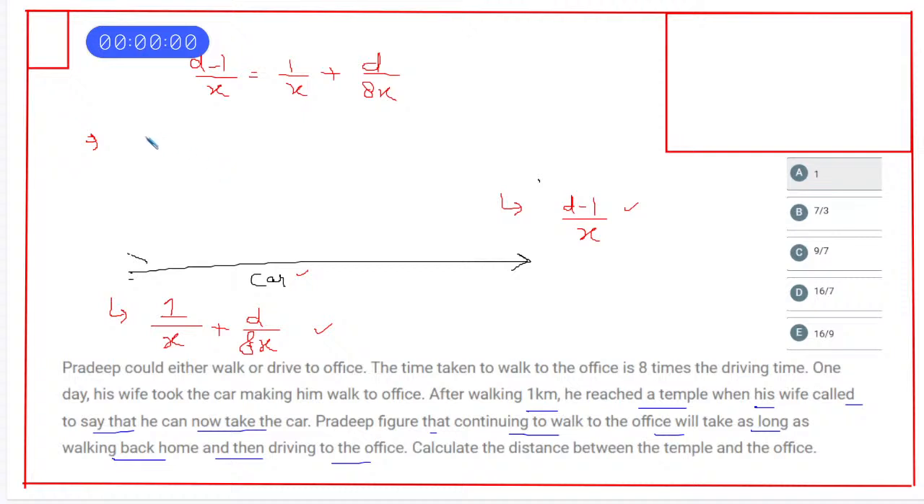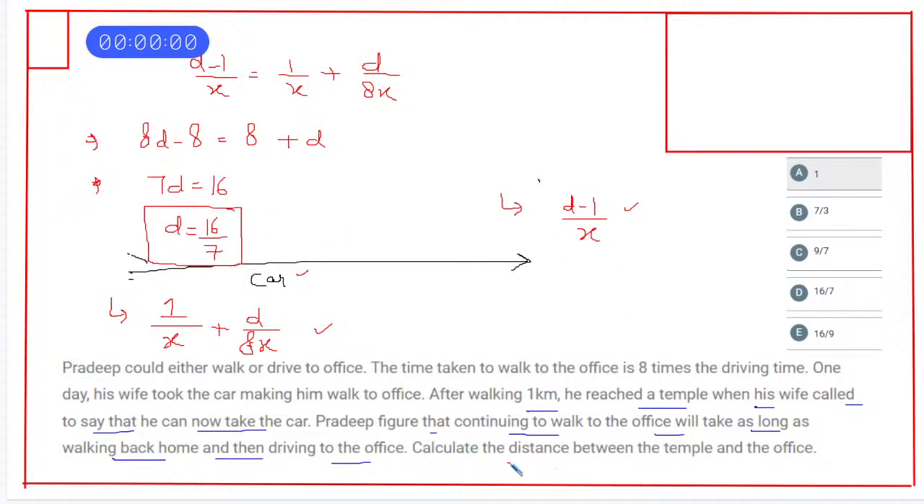That further implies, let's take the LCM 8. It is 8d minus 8 equals 8 plus d. So 7d equals 16, and we have d equals 16 by 7. That is the distance in kilometers.